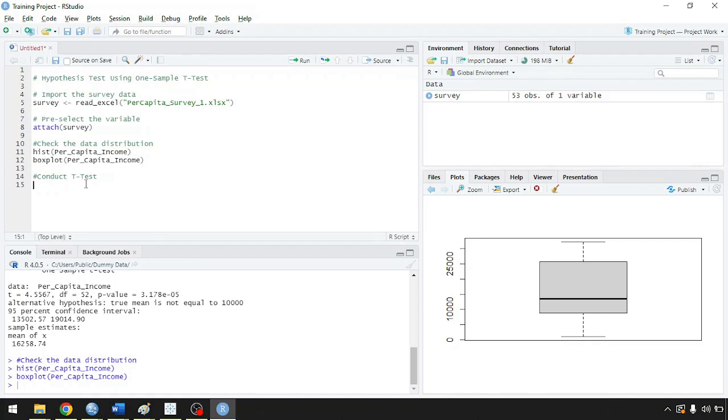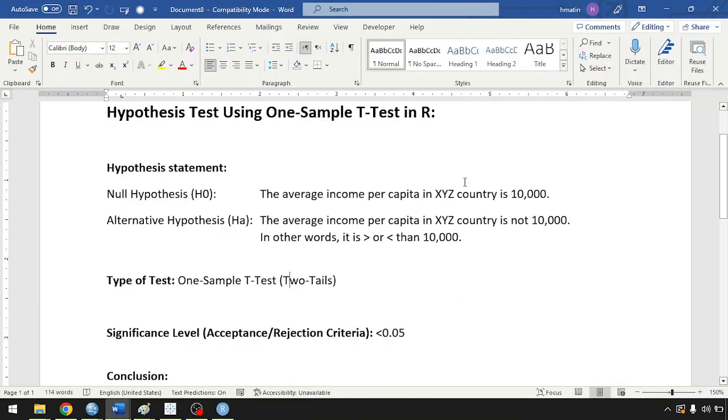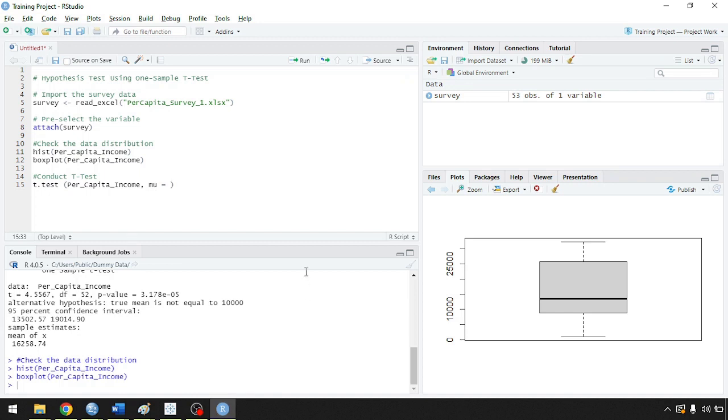Next, we're going to write the script for the t-test. So that will be t.test, and the name of the field is per capita income, and mu is the average that's accepted. In other words, the average of the null hypothesis, which is 10,000. Mu is the statistical parametric name for the average. So you put 10,000 here, and then the confidence level.